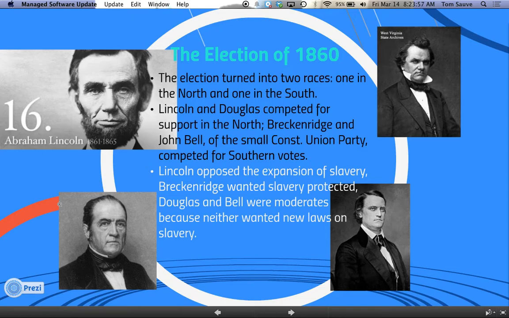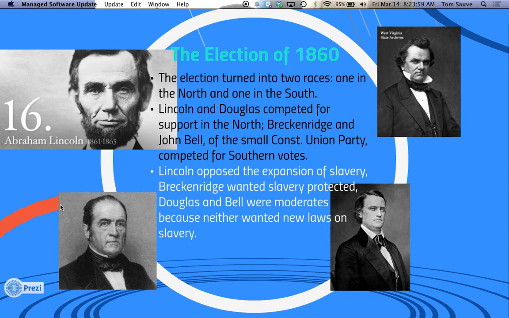So Lincoln and Breckinridge were considered to have the most extreme views on slavery because Lincoln opposed the expansion of slavery, not slavery as a whole, but just that it wouldn't expand into the territories. And Breckinridge insisted that the federal government be required to protect slavery in any territory. Douglas and Bell were considered to be more moderate because neither wanted the federal government to pass new laws on slavery.